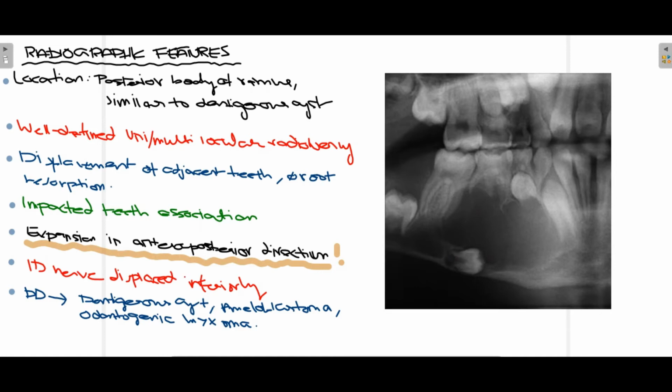So this is a distinguishing feature in a radiograph that you must look for if you are determining whether OKC is present or not. Also, you can appreciate in this radiograph that since this impaction and the cyst is present in mandible, there may be some displacement of inferior alveolar nerve.